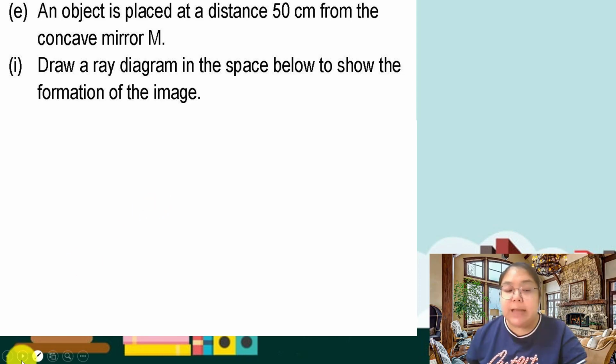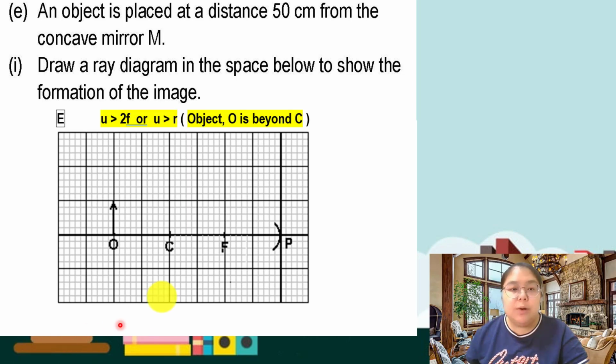So I show the diagram. This is what we drew in the last lesson. This situation is u more than 2f, so you move your object behind the 2f. Remember, first ray, parallel. Then we go to the focal point. After that we continue.